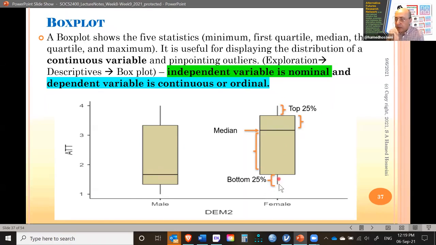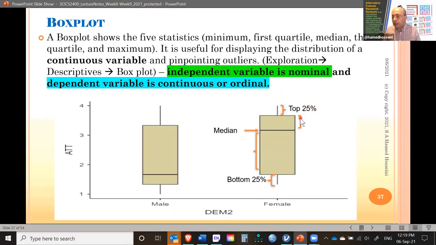Well, this is the bottom whisker here. It's the bottom 25% of them. So the bottom 25% of women are actually sitting between 1 point something and 1 point something. So this is the bottom 25% of women, and the lower part of the box is the second quartile, and that's the second bottom 25%. Here is the median, which is the 50%, and here the top whisker would be the top 25%.